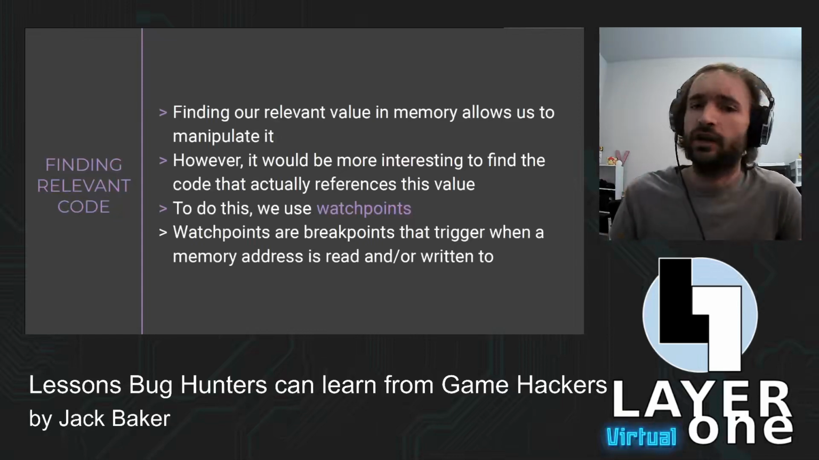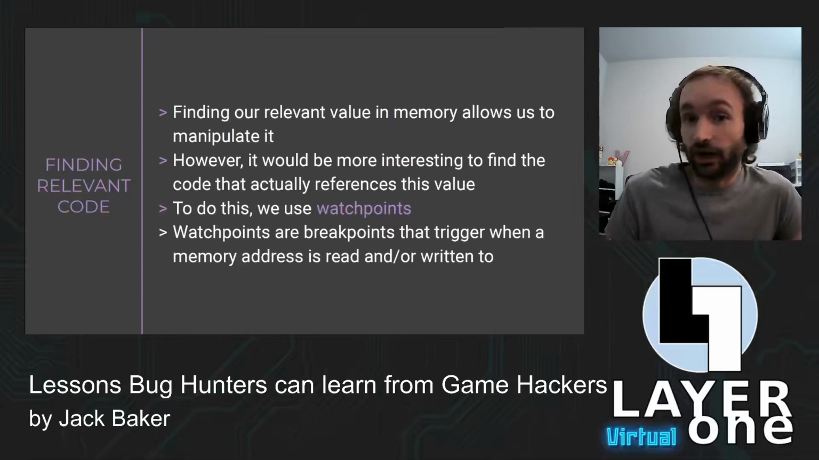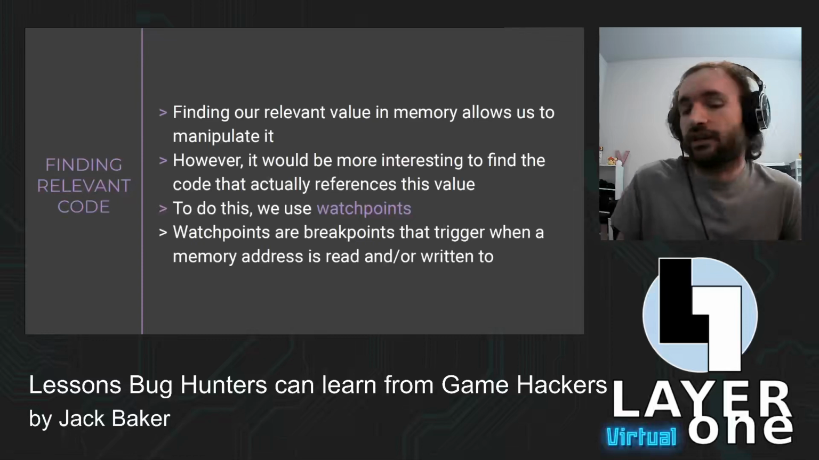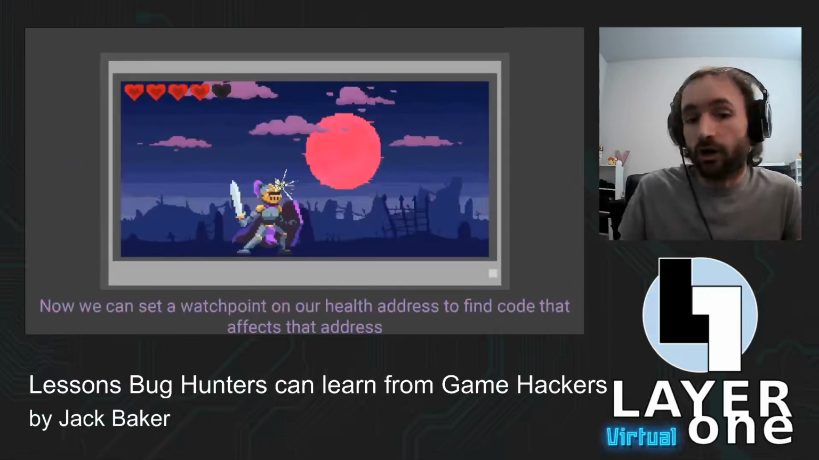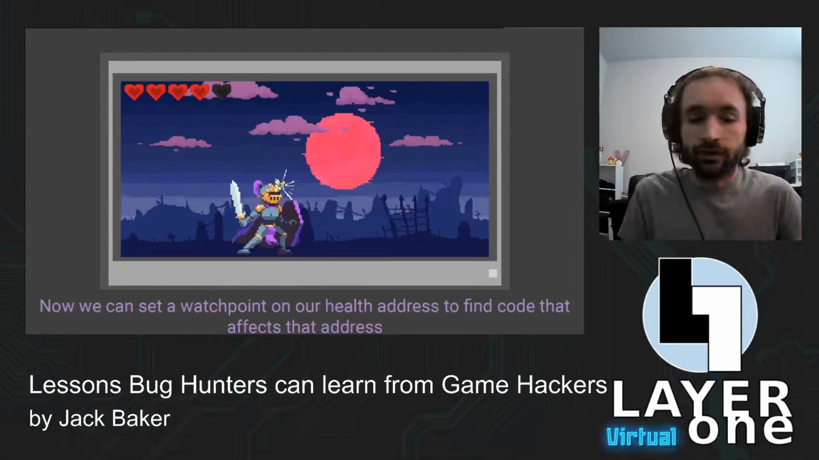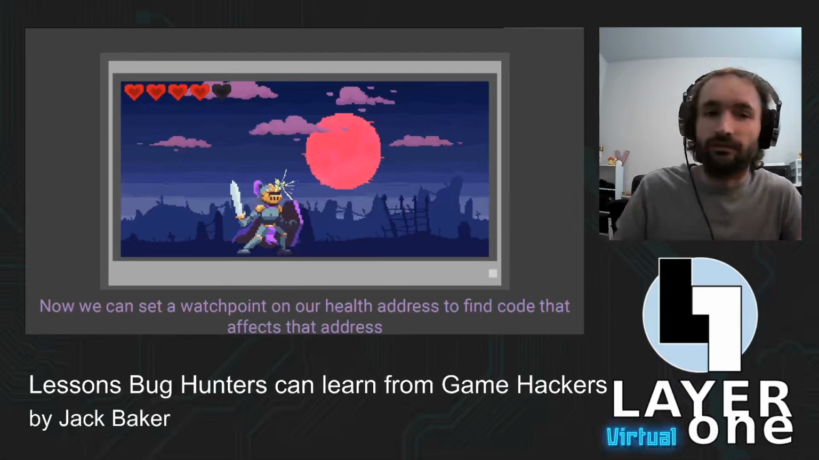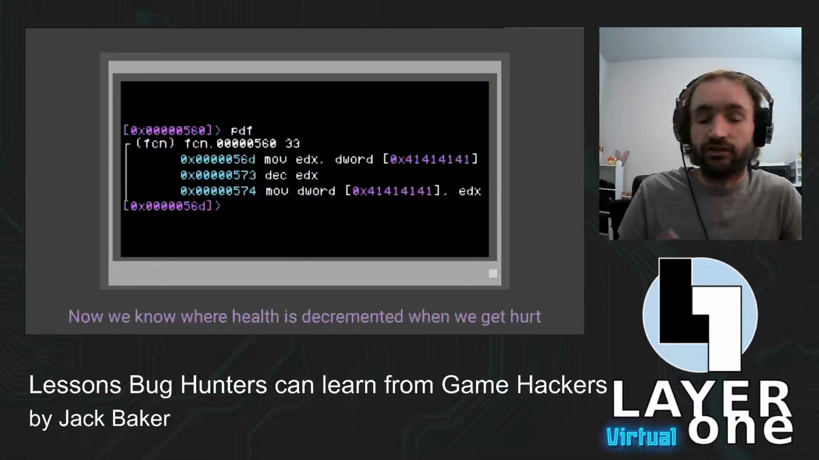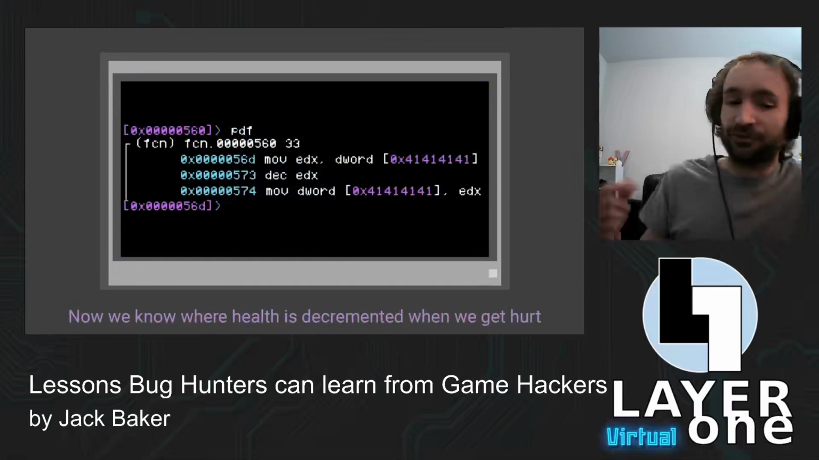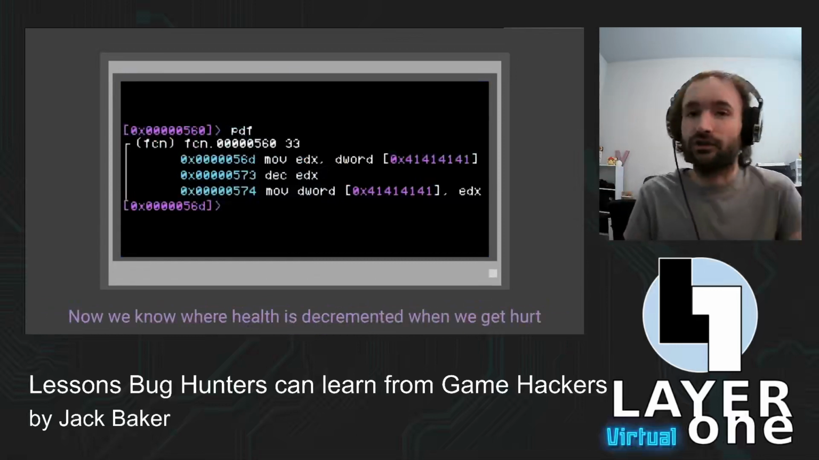And so to do this, we're going to use watch points. If you're not familiar with the term watch point, it's basically a breakpoint that is triggered when a memory address is either read from or written to. In this case, we're going to do written to. So we're going to set our watch point on the memory address that we know contains our health. We're going to trigger this watch point by taking damage again. We're going to cause that value to change. And the watch point is basically going to show us the exact instructions that were responsible for causing that value to change.